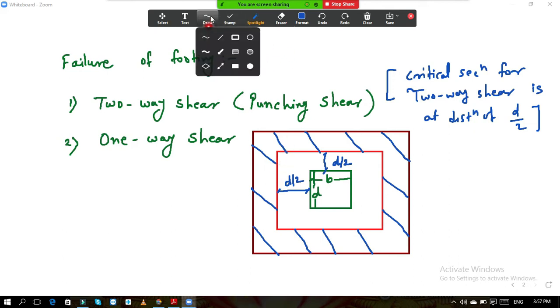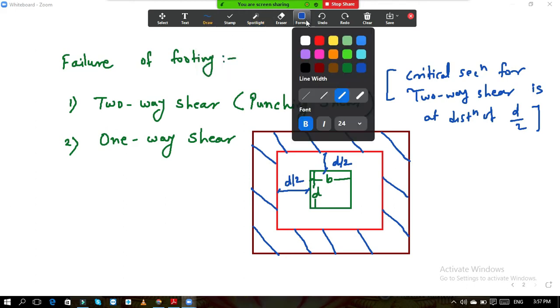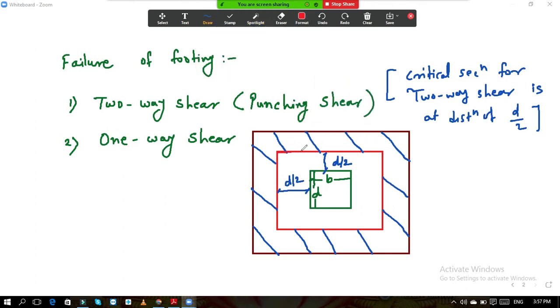Then one more thing. See, if I ask what is the dimension of this, what is this dimension? Now see, this is B. This side it is d by 2, this side it is also d by 2, and at the bottom it is also d by 2, because the critical section for two-way shear is at a distance of d by 2. So this will become B plus D, since d by 2 plus d by 2 is D. Or whatever may be the dimension, and this is D plus D. So these are the dimensions.